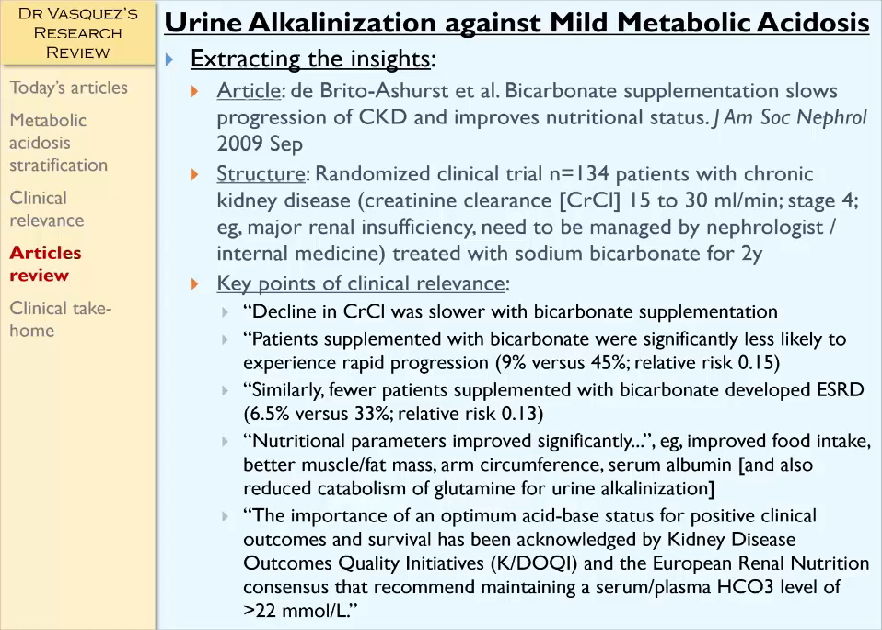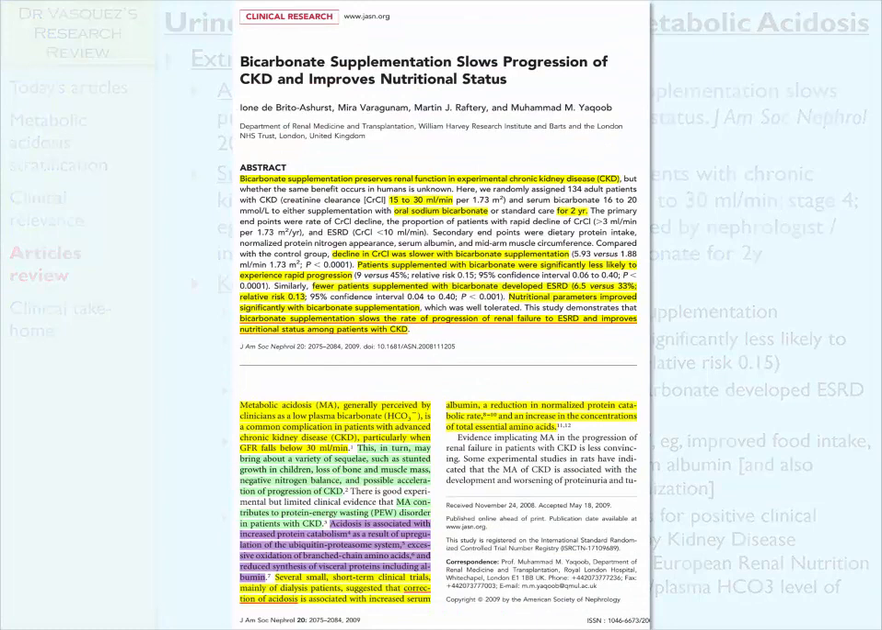Again, before leaving this article, we'll take a look at the first page of it. Bicarbonate supplementation slows progression of chronic kidney disease and improves nutritional status. Again, this was published in a major nephrology journal in 2009. I'll read to you some of my highlights here.